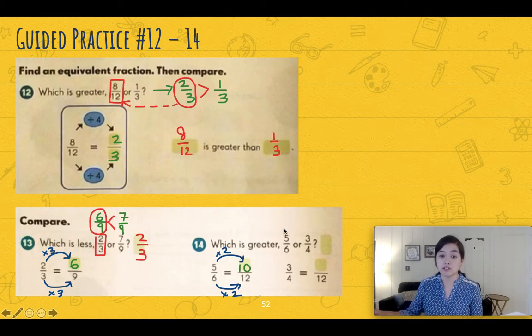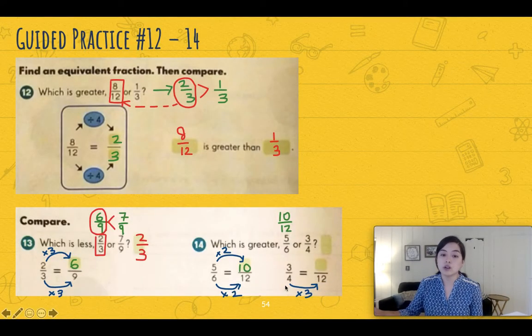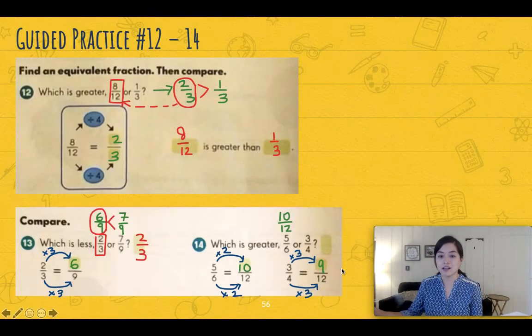I'm going to write that above here, 5/6, so I won't forget. That's what I'm referring to. Now 3/4, 4 to 12. Did I multiply a number or divide a number to get 12? Well, I multiplied a number to get 12. 4 times 3 gets you 12. Whatever I do to the denominator, I have to do to the numerator. So 3 times 3 gets you 9. So my equivalent fraction of 3/4 is 9/12. I'm going to write 9/12 above 3/4 so I remember that's my equivalent fraction.